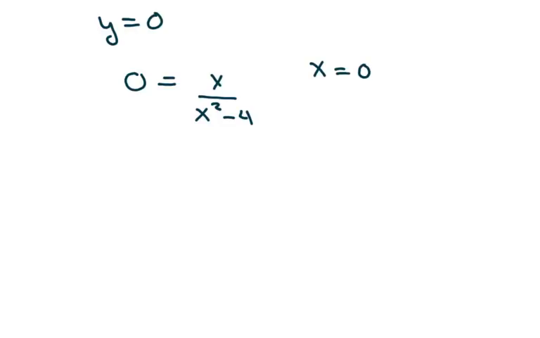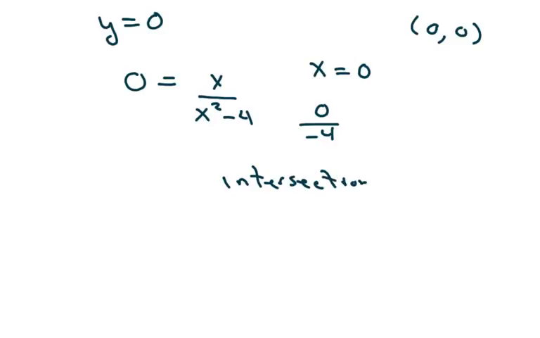We've got to see if the graph intersects our horizontal asymptote. Our horizontal asymptote was y equals 0, so you set 0 equals x over x squared minus 4, and we get x equals 0. When you plug in 0 again, you get 0 over negative 4, so it intersects at the origin. It does cross the horizontal asymptote, so there is an intersection. Okay, and you can go ahead and graph using your calculator.